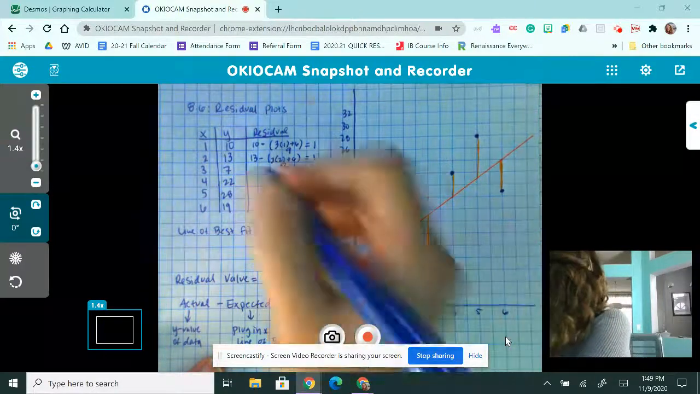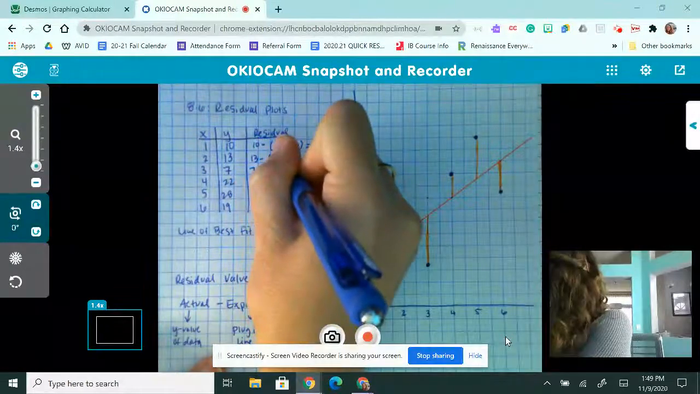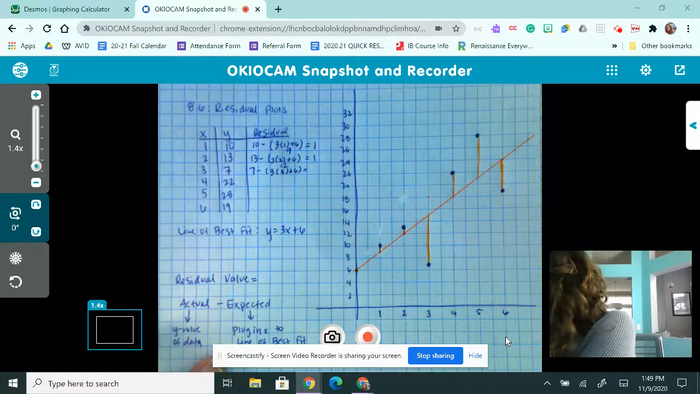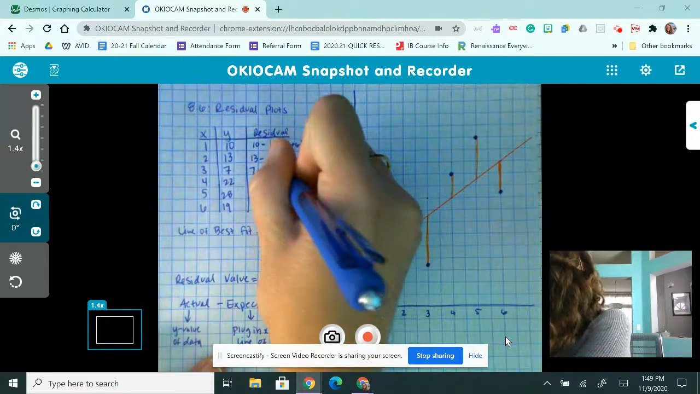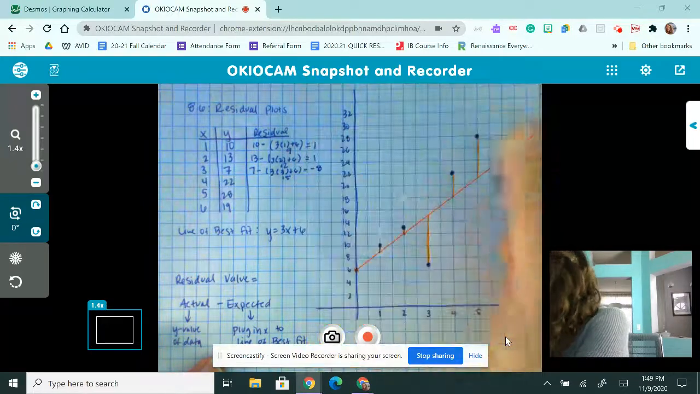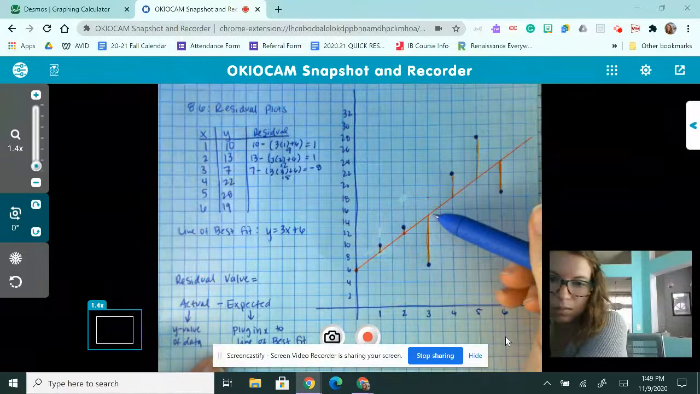All right, let's do the next one. 7 minus 3 times 3 plus 6. That's going to be 15. So 7 minus 15 is equal to negative 8. Now that makes sense. This has a much bigger distance. That has a distance of 8.